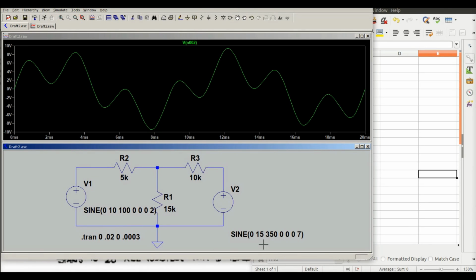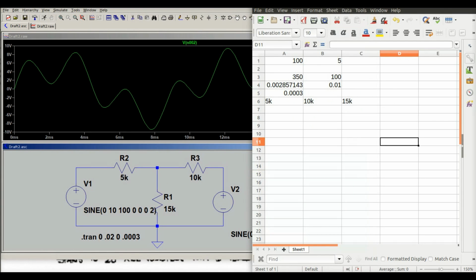That's if I do the superposition and remove V2 and just look at V1, the 10K, 15K going parallel. And if I remove the V1, then the 5K and the 15K are in parallel. And I can sort of guess what my voltages are.